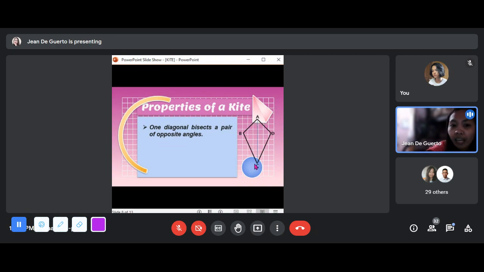Okay? Likewise, angle C, our other vertex angle, because angle A is a vertex angle, angle C is also a vertex angle. So our other vertex angle, which is angle C, is also divided into two equal parts. We have angle BCA and angle DCA. So these two angles are equal.